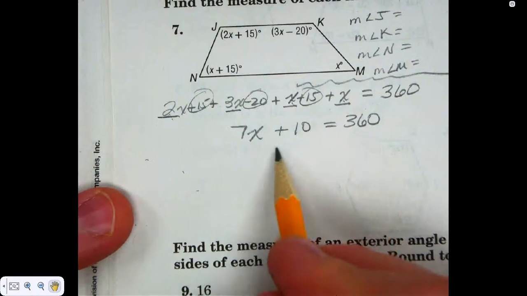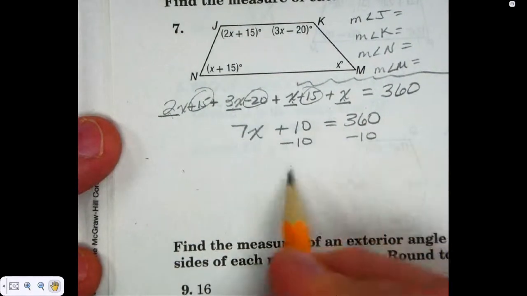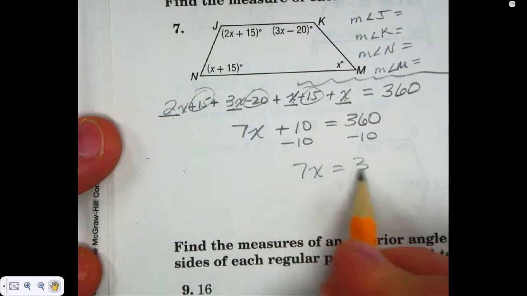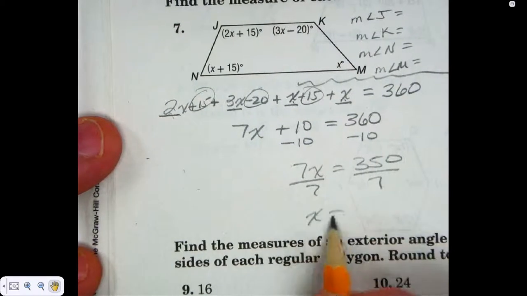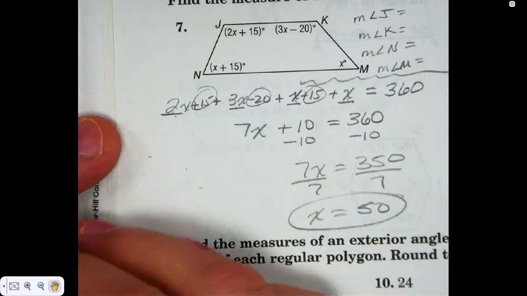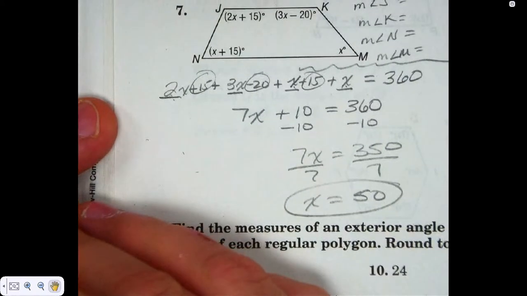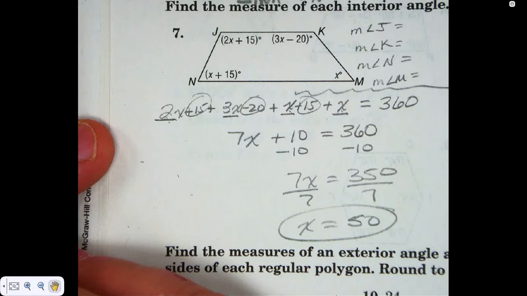Now, from this point, it looks like a normal equation. Pretty easy. What are we going to do? Subtract 10, 7x is equal to what? 350 divided by 7. What does x equal? Now, this one came out nice and even. Don't think you're necessarily wrong if you have a decimal sometimes. That will happen. But you're right to maybe look at it again and make sure you didn't make a mistake, but don't just assume you're wrong.